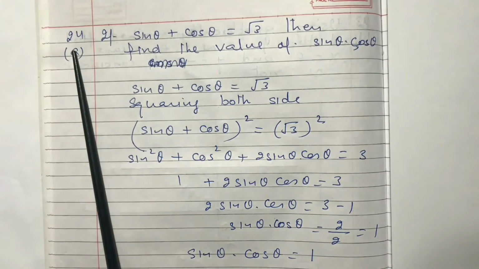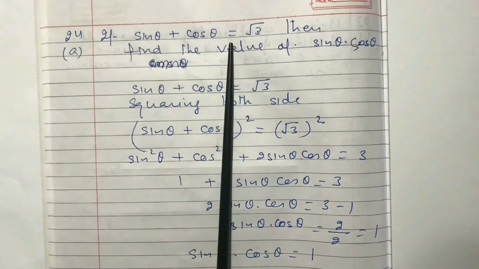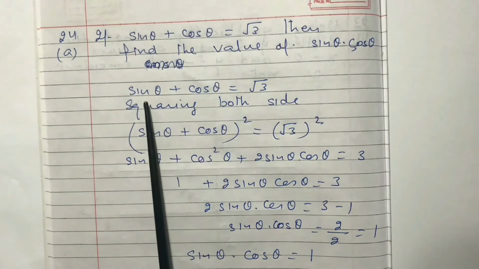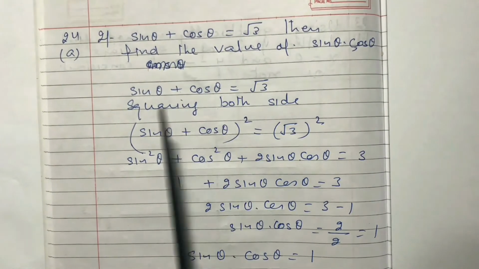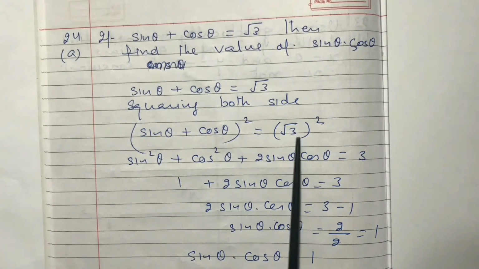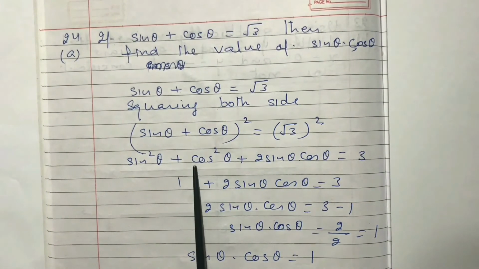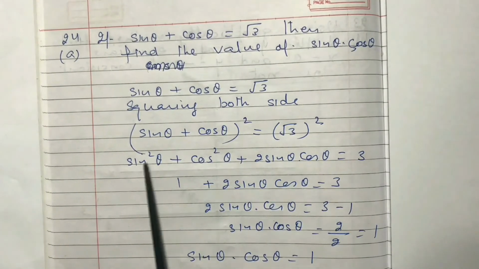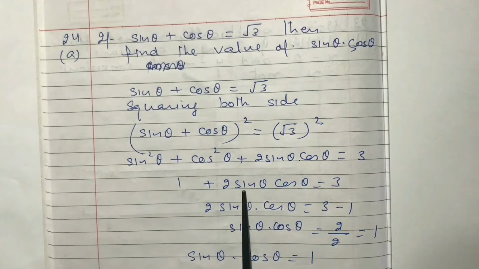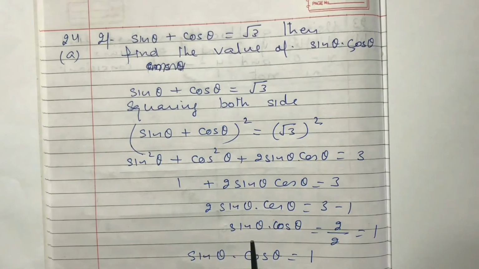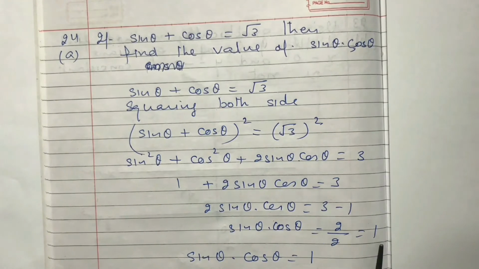Now 24th question, A part. If sin theta plus cos theta is root 3, then find the value of sin theta dot cos theta. Now sin theta plus cos theta is root 3. Squaring both sides, I'll have (sin theta plus cos theta) whole square is equal to root 3 whole square. Now write the identity. Sin square theta plus cos square theta plus 2 sin theta cos theta is equal to 3. This is equal to 1. 1 plus 2 sin theta cos theta is 3. 2 sin theta cos theta is 3 minus 1. Sin theta cos theta is 2 upon 2, that is 1. So sin theta dot cos theta is 1.